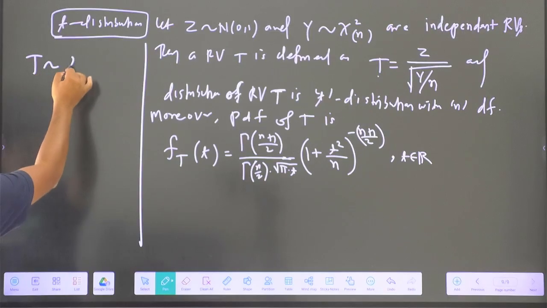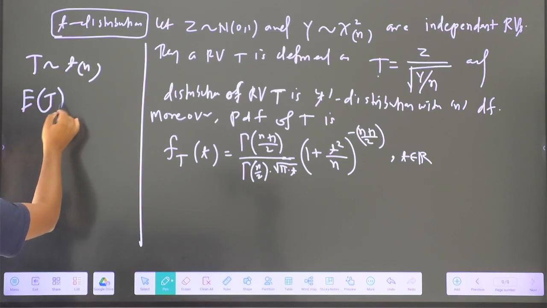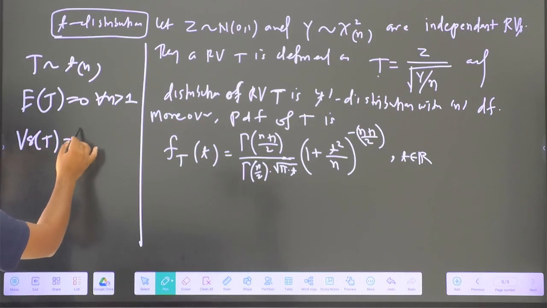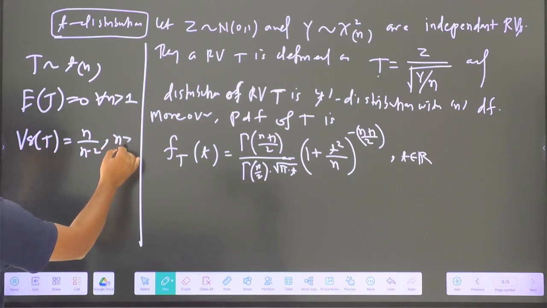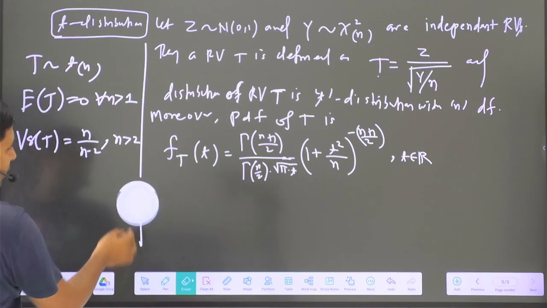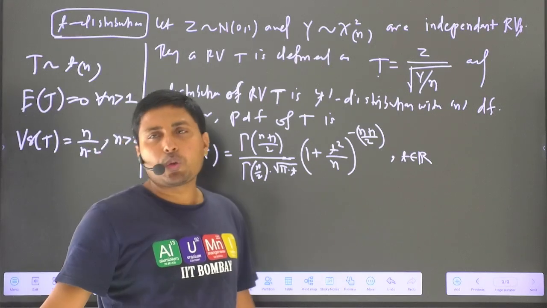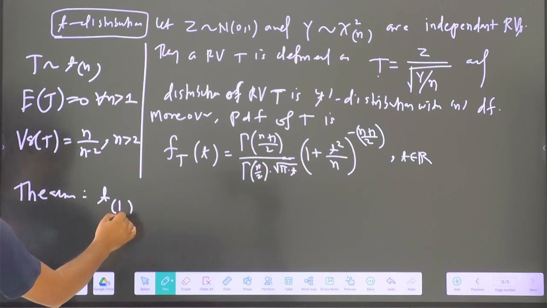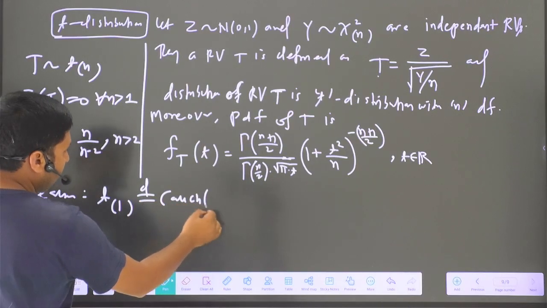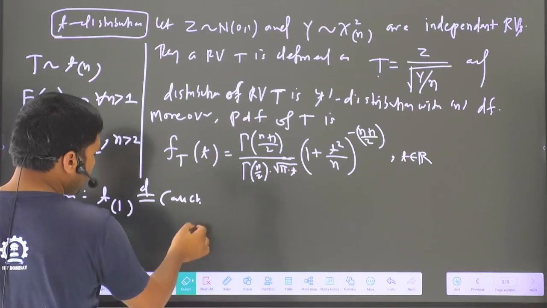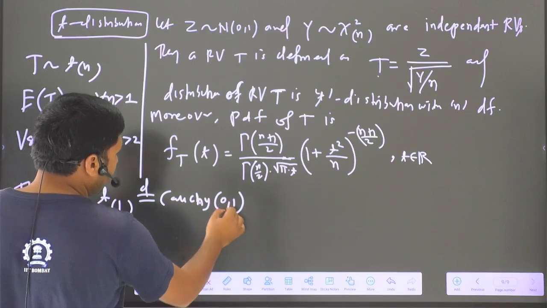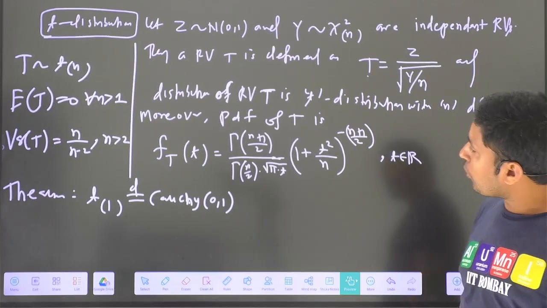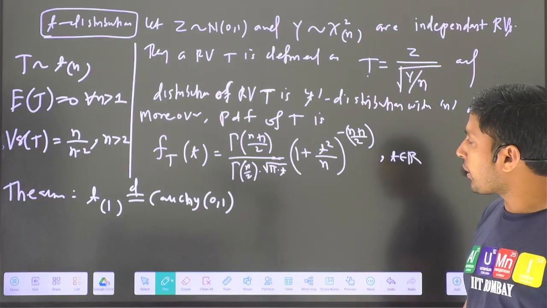So if we say T is a random variable with t distribution with n degrees of freedom, the expectation of T will be 0 for n more than 1, and the variance of T will be n upon n minus 2 for n more than 2. One observation: if you put n equal to 1, you will find T with 1 degree of freedom is identically distributed with the standard Cauchy distribution. So if you put n equal to 1, it will give you Cauchy 0, 1. So T1 is Cauchy 0, 1.